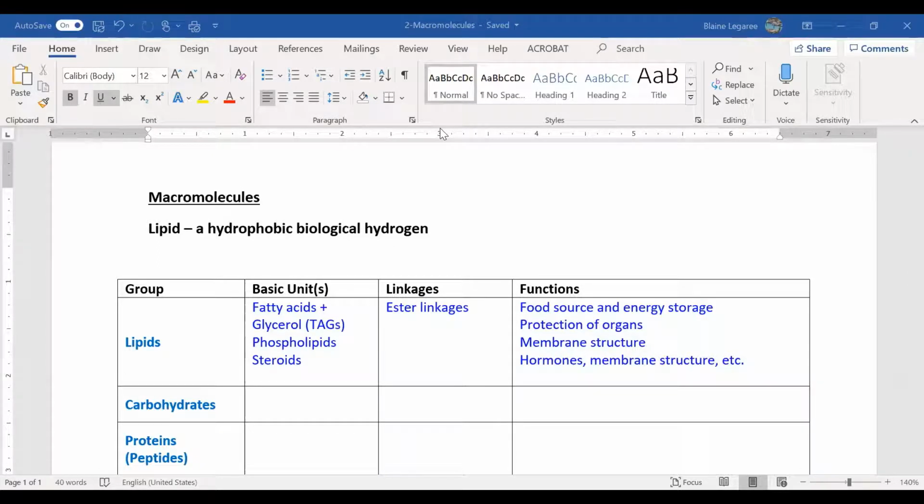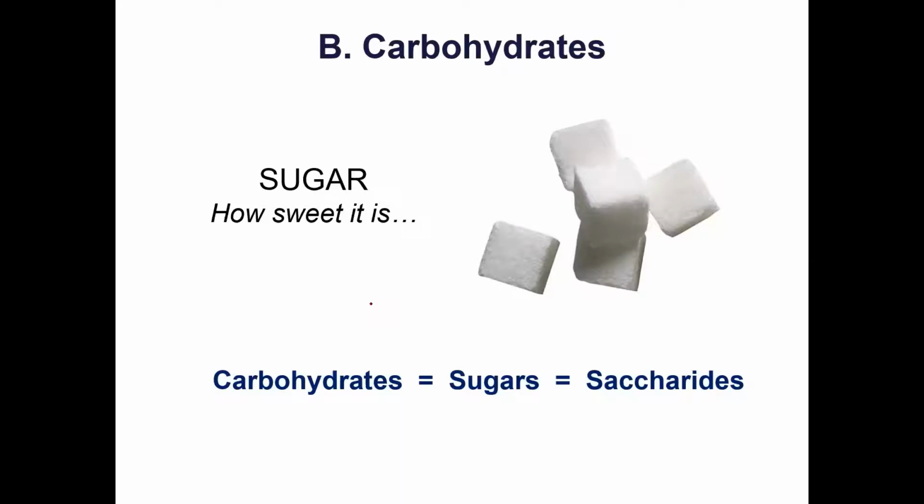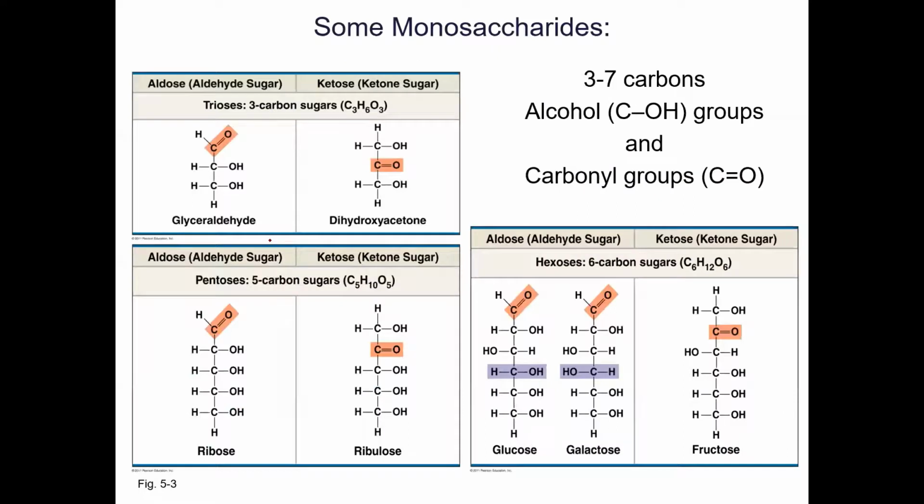Carbohydrates, on the other hand, are a little bit more uniform in terms of their chemistry. There are specific things we can say about them. Not all of them are sweet like sugar, but certainly some of the yummy ones are. Some other names for carbohydrates, of course, are sugars or saccharides as well. So let's take a look. Here are some simple saccharides.